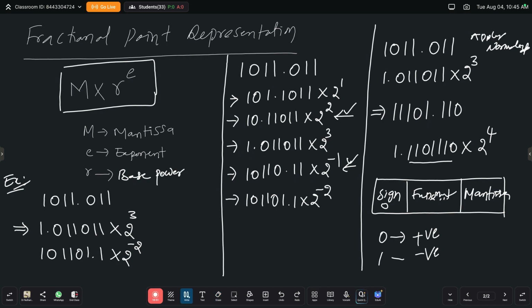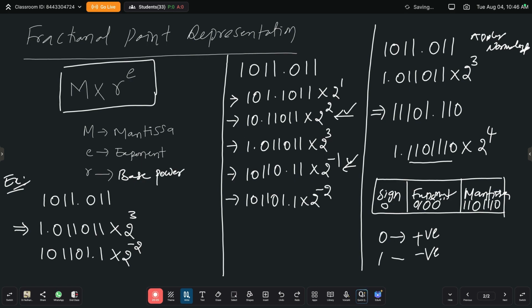So what is the mantissa here? 1 1 0 1 1 1 0 is the mantissa. Then what is the exponent here? 4. What is the binary code for 4? Yes or no? What is the binary code? 0 1 double 0. Otherwise 1 0 0. So this is the representation of floating point representation.